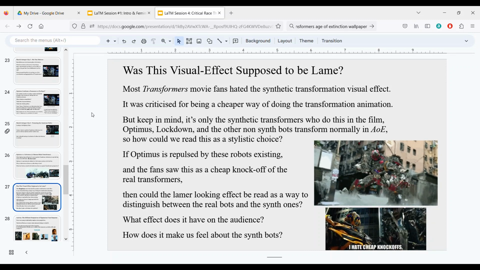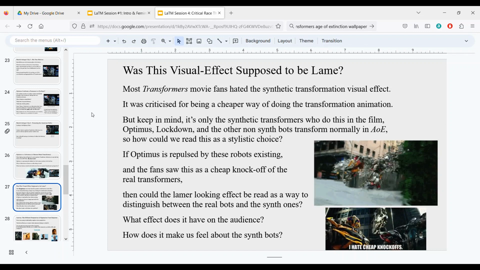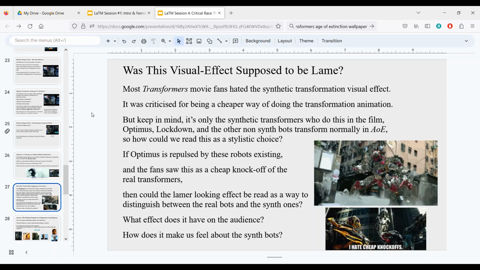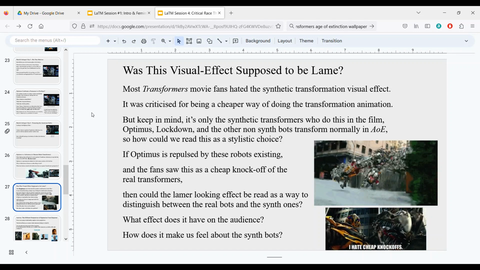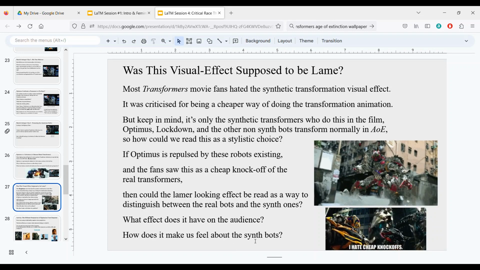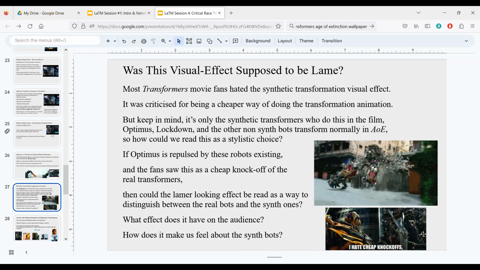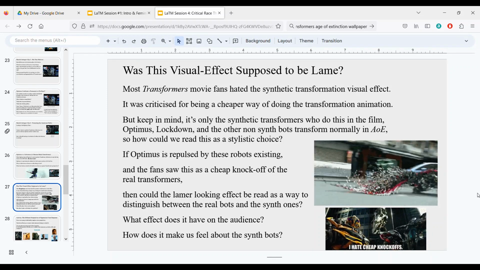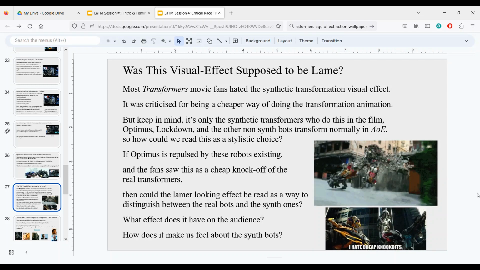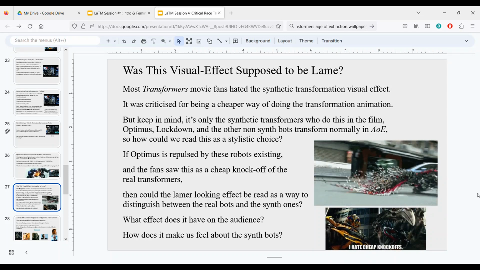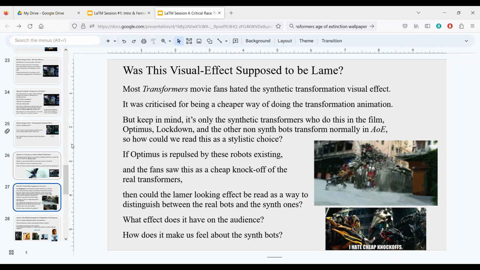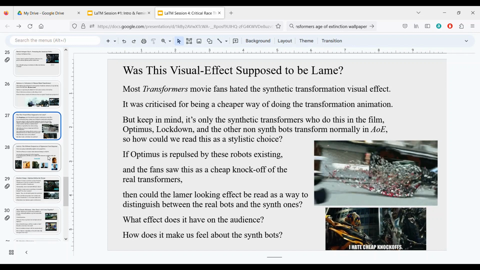So how can we read this as a synthetic choice? If Optimus was repulsed by these robots existing, and the fans saw this as a cheap knockoff of the real Transformers, then could the lamer-looking effects be read as a way to distinguish between the real bots and the synth bots? What effect does this have on an audience? How does it make us feel about the synth bots? And then I got this GIF of Bumblebee saying I hate cheap knockoffs. It's a good way of telling the good guys from the bad guys, that's for sure. Yeah, and then also you go, oh, those ones just do that? That's so lame. Those aren't the real Transformers.